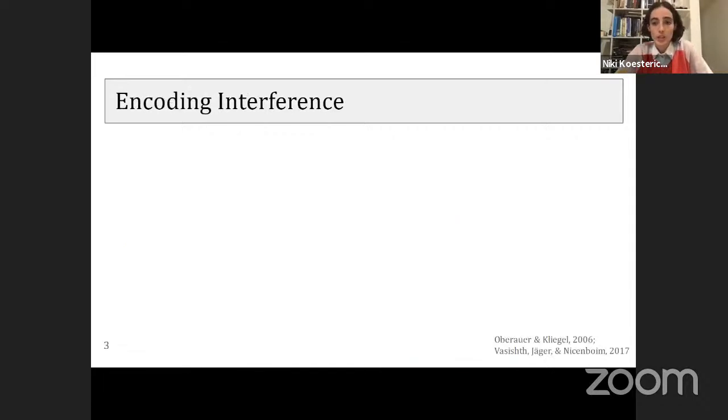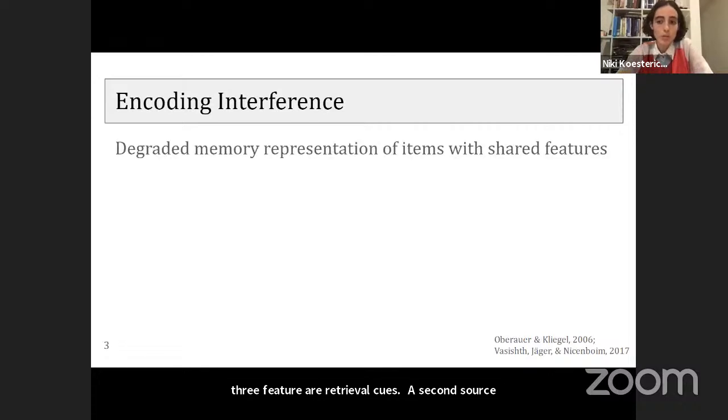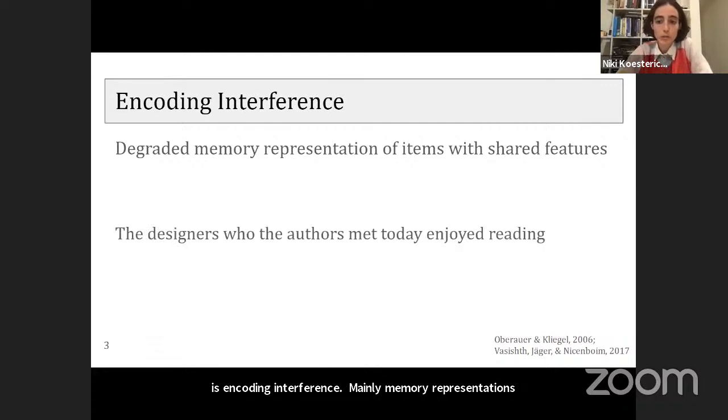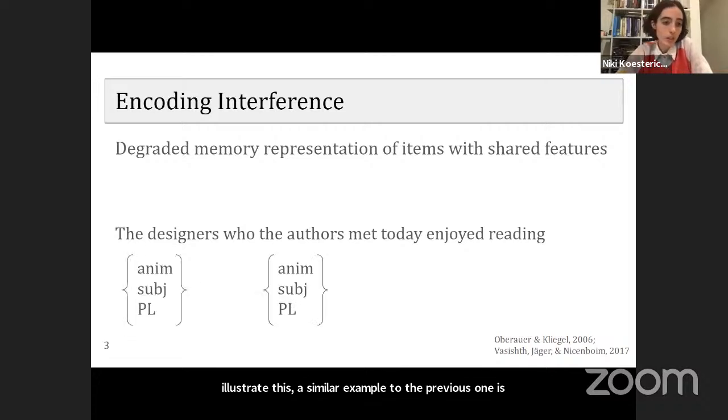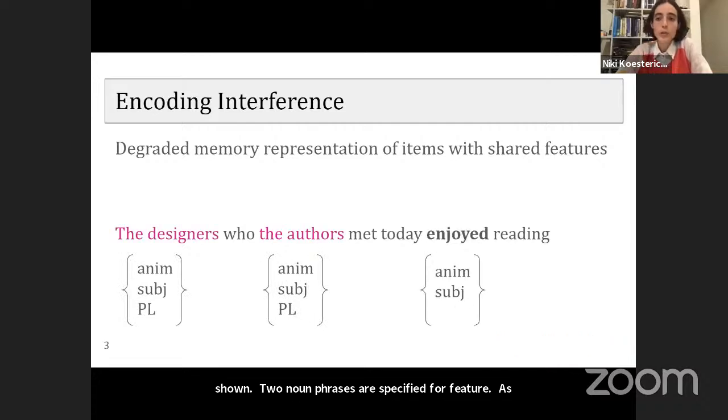A second source that's been suggested as the culprit of similarity interference is encoding interference, namely degraded memory representations of two noun phrases that overlap in their feature specification already at encoding, so prior to retrieval. To illustrate this, a similar example to the previous one is shown where the two noun phrases, the designers and the authors, are specified for some features. As before, they match on the stated features. But a crucial difference here is that the verb enjoyed in the past tense is not specified for number. That is, number is not a retrieval cue.